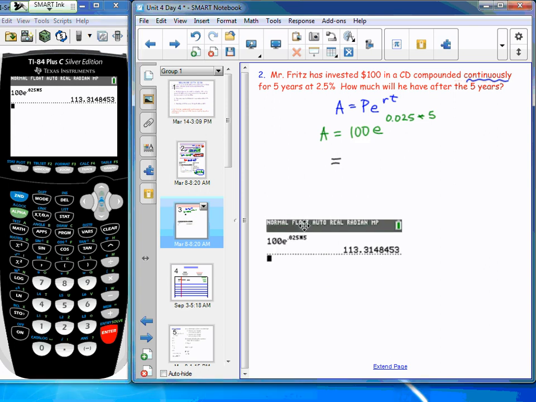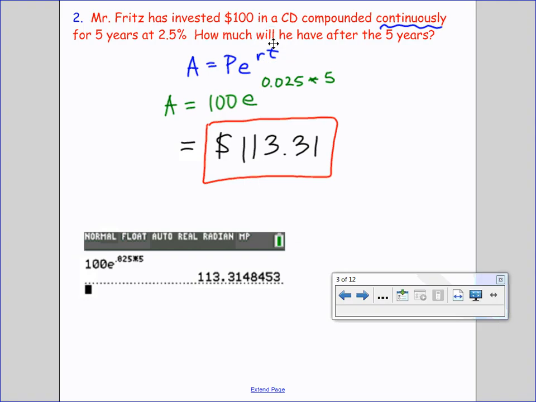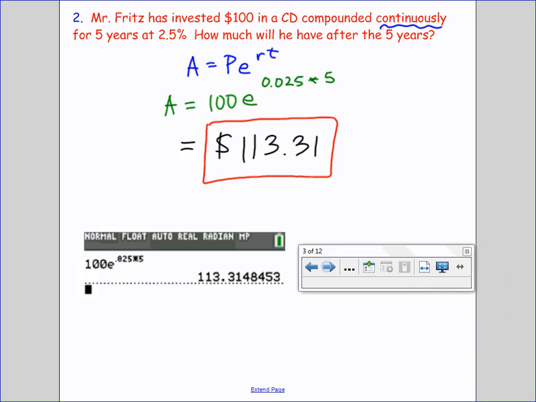Isn't that the story of my life? So here we go. Dollars, $113.31. And let's raise your hand if you already had that, please. Who already had that? Way to go, you guys. Awesome. What questions do you have about our financial application? Great, A per. That's my way of just remembering that formula.